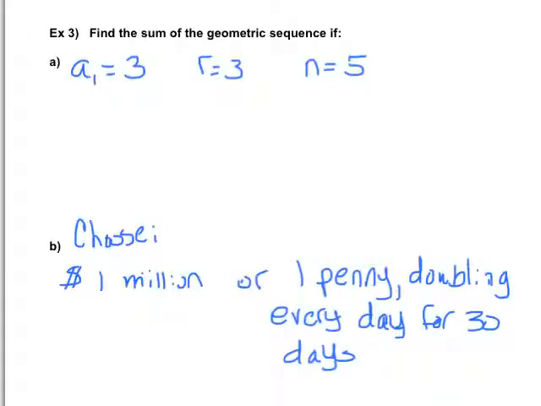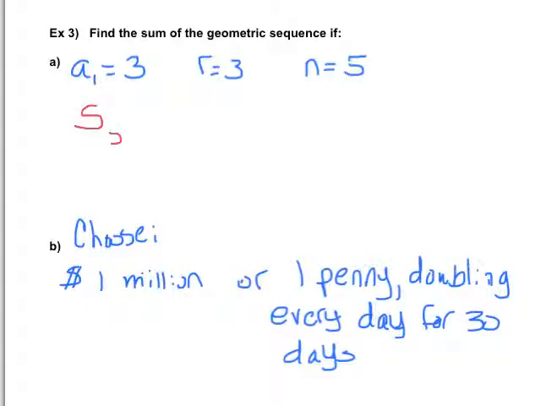Finally, we can also do this without giving you a sequence. I can just give you the values. It's actually kind of easier this way. Find the sum of the geometric sequence. If a sub 1 is 3, common ratio is 3, and n is 5. This is a direct substitute it in and crank out an answer kind of problem.